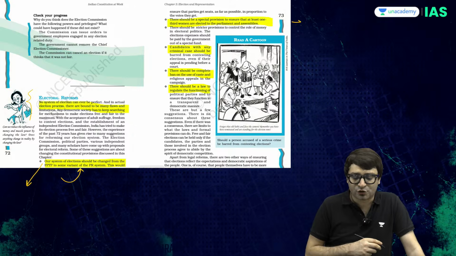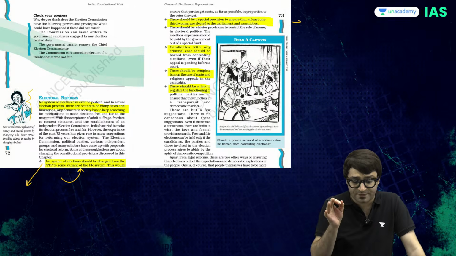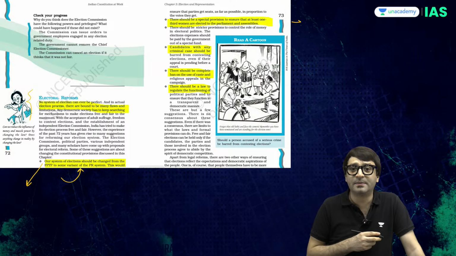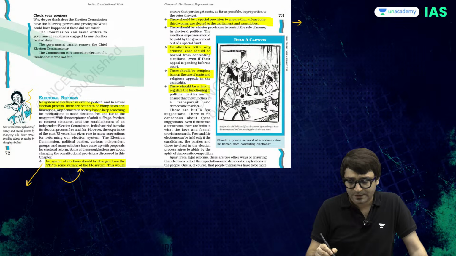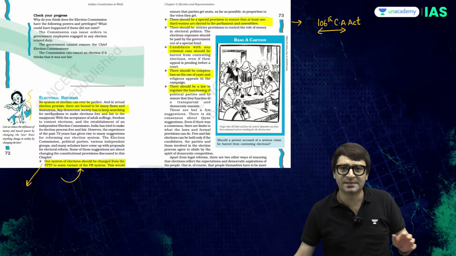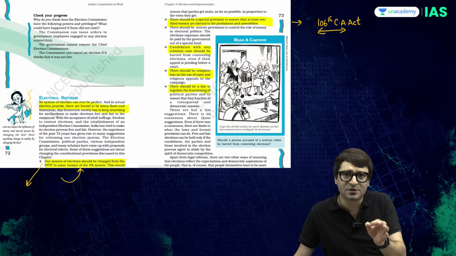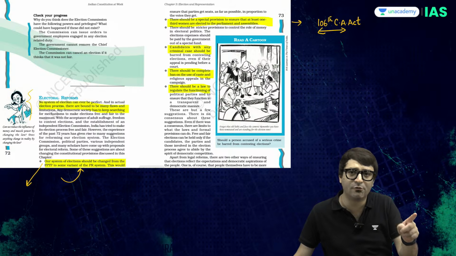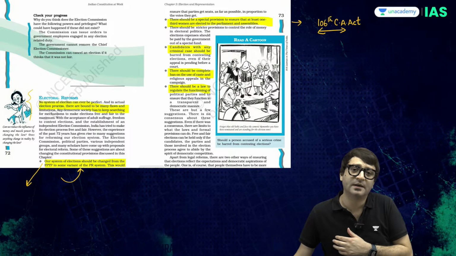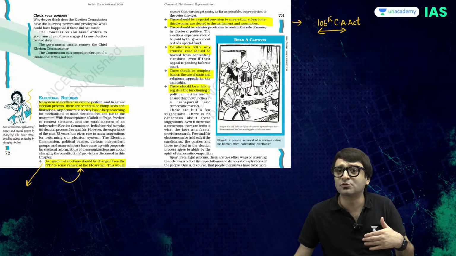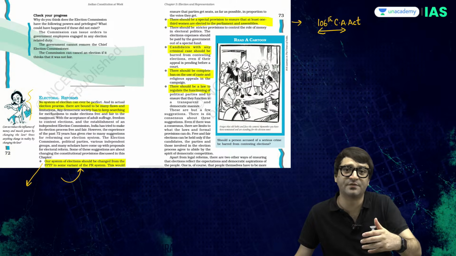So some mix, some variant of proportional representation system we should implement. Second, there should be a special provision to ensure that at least 1/3 of women are elected to parliament and assemblies. And this is something for which we have already amended the Constitution. 106th Constitutional Amendment Act, which provides that as nearly as 1/3 of the seats in the Lok Sabha and state legislative assemblies shall be reserved for women. But this constitutional amendment has not been implemented yet. This women's reservation has not been implemented yet.